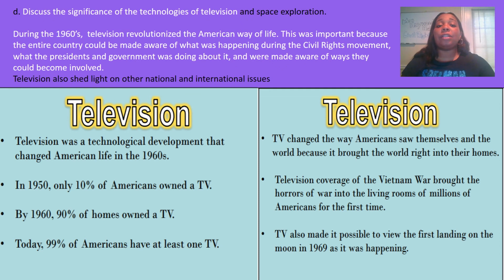It is important to note the significance of television during this time. During the 1960s, television revolutionized the American way of life. This was important because the entire country could be made aware of what was happening during the Civil Rights Movement, what the presidents and the government were doing about it, and they were made aware of ways they could become involved. Television also shed light on national and international issues.